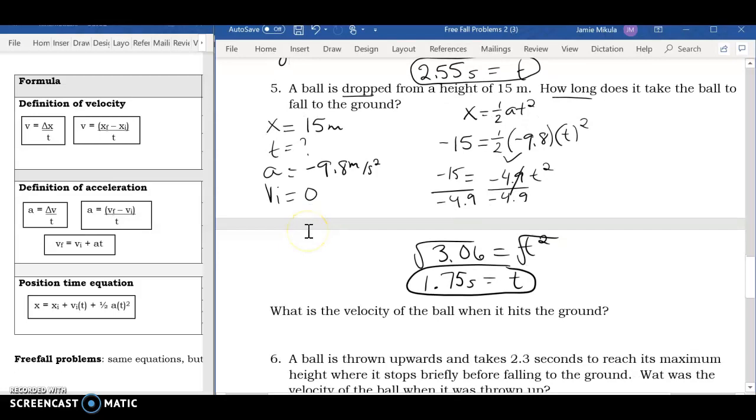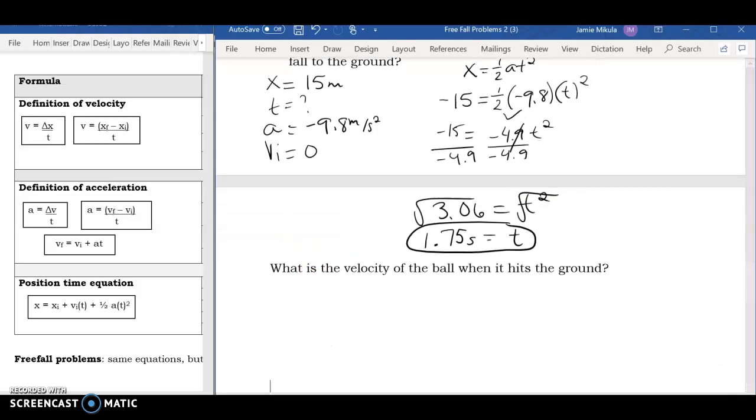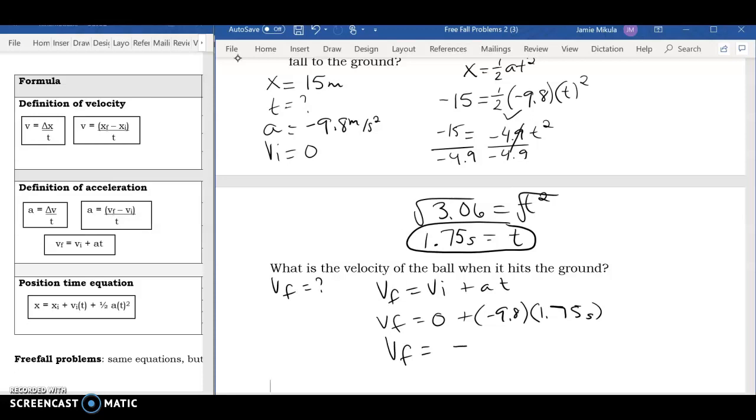All right, and then it asks what is the velocity of the ball when it hits the ground. Okay, so we're looking for the final velocity. So VF equals question mark. VF equals VI plus AT. VF I don't know. VI is 0. Negative 9.8 times the 1.75 seconds. So here you had to get this one up here correct in order to get this one down here correct. So hopefully you're doing that all in the right way. So negative 9.8 times 1.75 is a final velocity of negative 17.15 meters per second.